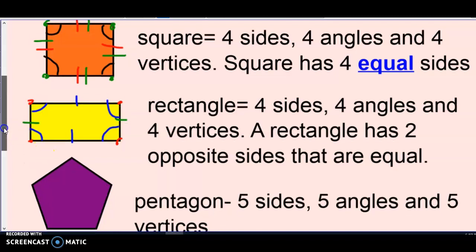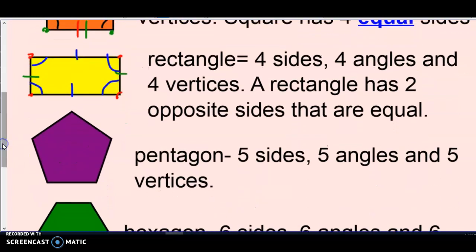Next shape that we have is called a pentagon. Everybody say that with me, pentagon. A pentagon has 5 sides, 5 angles, and 5 vertices. What does a pentagon look like? If you said a house, you are correct. Look, it can be a little house. Pentagon can be a house. Or it may look like a baseball diamond.